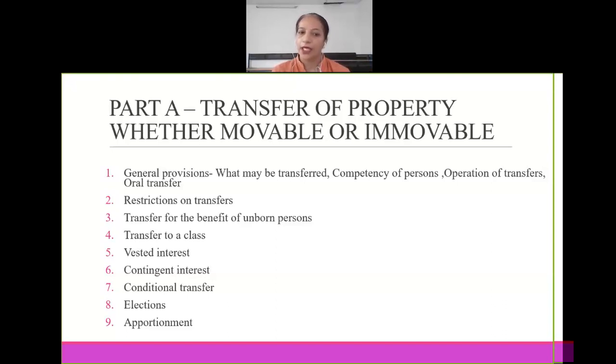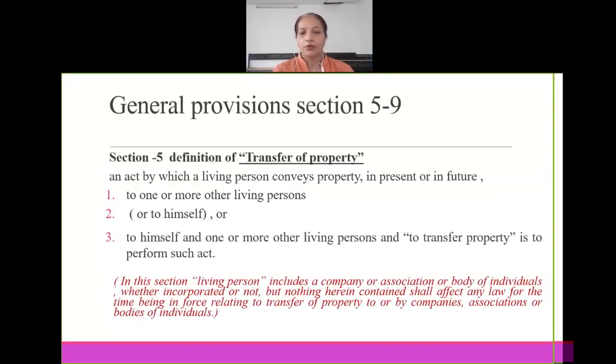So far as the Transfer of Property Act is concerned, we will be dealing with this particular part in detail, point by point. Now students, as we know, in part one there would be a total of 9 topics we would be studying. Now come to the general provisions, section 5 to 9. What does section 5 say? Section 5 deals with the transfer of property definition. But here, the transfer of property is not actually defined; rather, it has been defined through the various ways by which we can transfer property from one person to another, and how we will be transferring it.